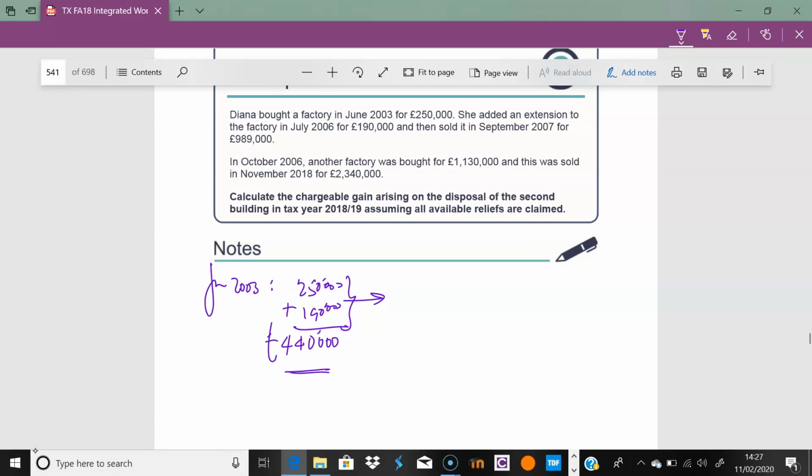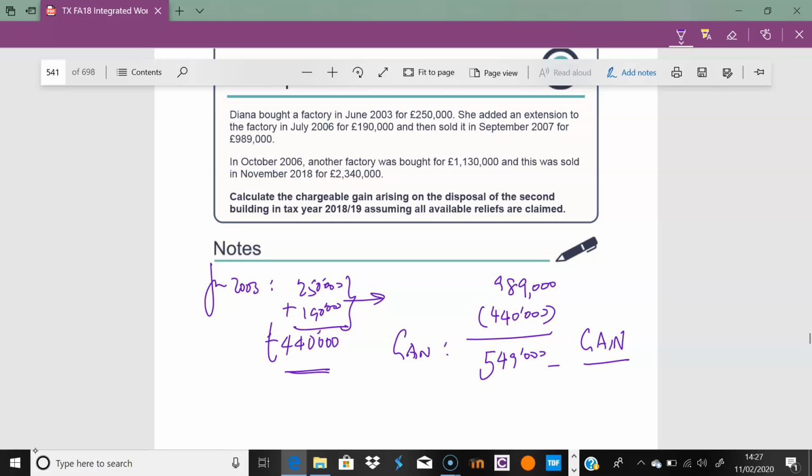So what does she do? And then it says she sells it for 989. So our first job is to calculate the gain. Let's get the gain and understand what we're going to do with this gain. So 989 minus 440,000, you will have a gain of 549,000. That's your gain.